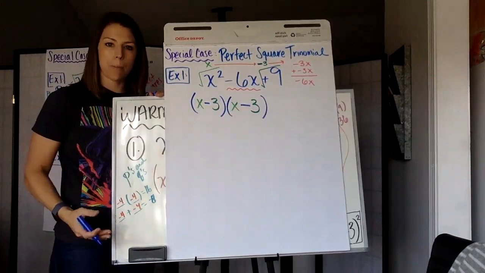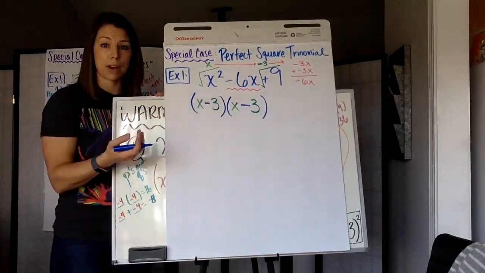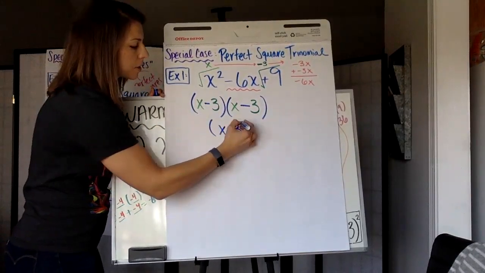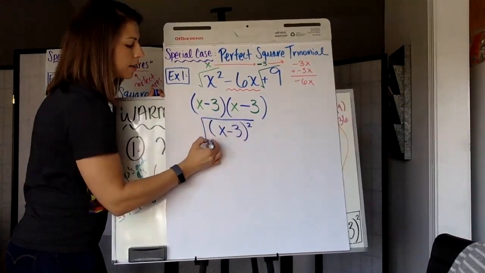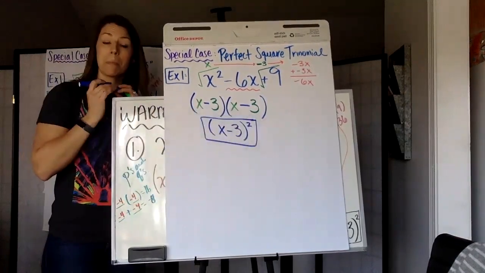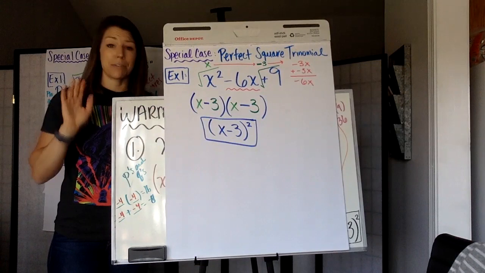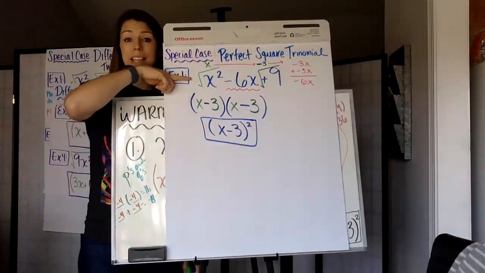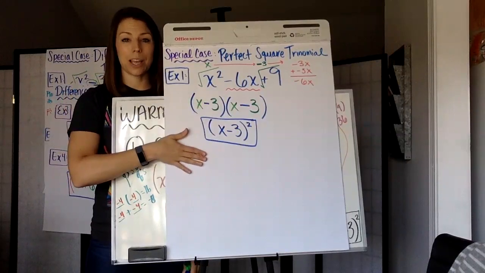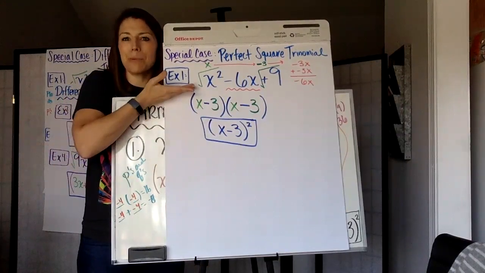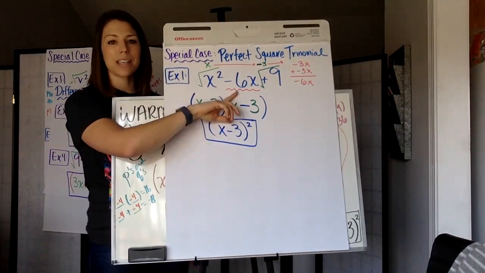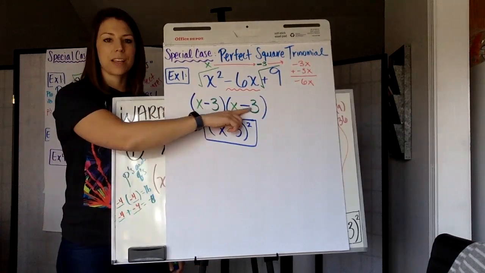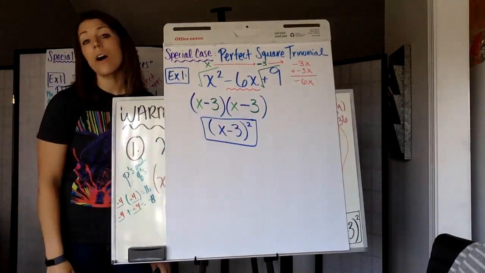Well, what did we learn in our warm-up that we can do when we have the same exact binomial multiplied by itself? You can write that as x minus 3 squared. That's all you have to do. Now, for some of you, this is going to be way too confusing. And guess what? With something like this, if you don't want to use this shortcut, you don't have to. You can just do P's and Q's. What 2 numbers have a sum of -6 and a product of 9? Oh, guess what? -3 and -3. That's all that you have to do.